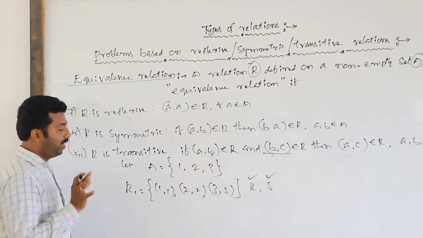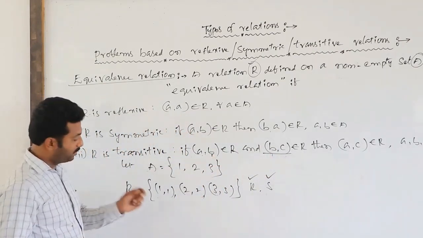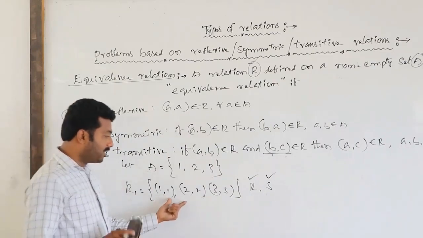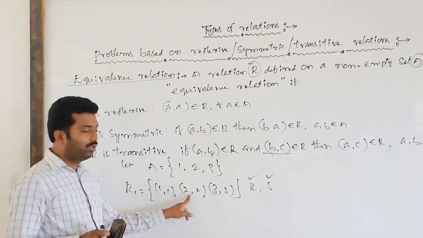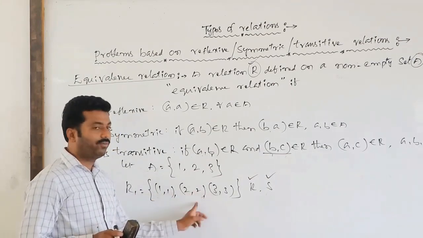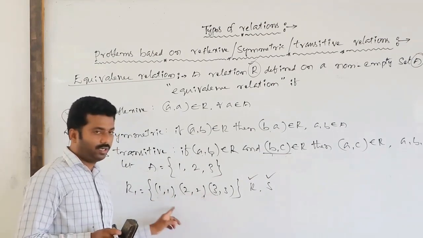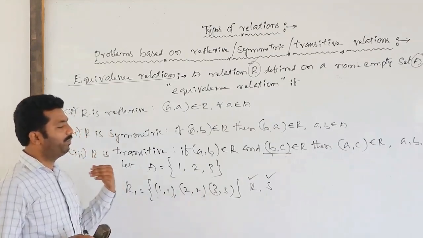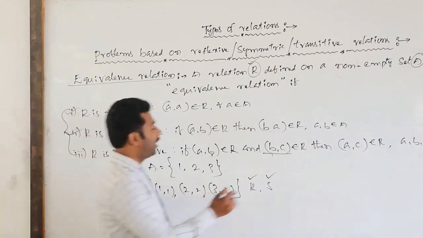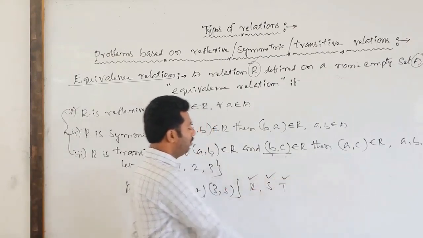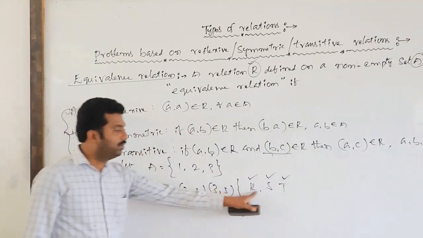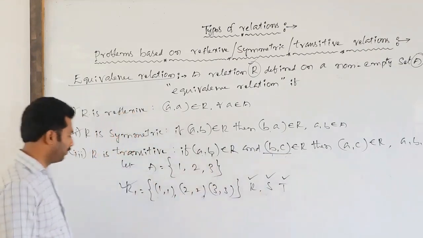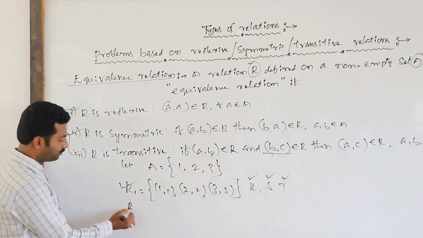Then whether transitive or not, I told many times. Between two pairs there is no link. See, (1,1), (2,2): 1 different, 2 different. (2,2), (3,3) different. (1,1), (3,3) different. There are no linked pairs. Trivially this is a transitive relation. So clearly this is an equivalence relation. Reflexive, symmetric and transitive.